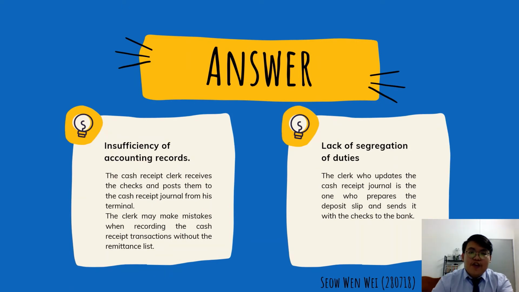Furthermore, the fourth weakness in the SSU revenue cycle is the insufficiency of accounting records. The cash receipt clerk receives the check and posts them to the cash receipt journal from his terminal. The clerk may make mistakes when recording the cash receipt transaction without the remittance list. Lastly, the fifth weakness is that the clerk who updates the cash receipt journal is the one who prepares the deposit slip and sends it with the check to the bank. This action shows there is a lack of segregation of duty.